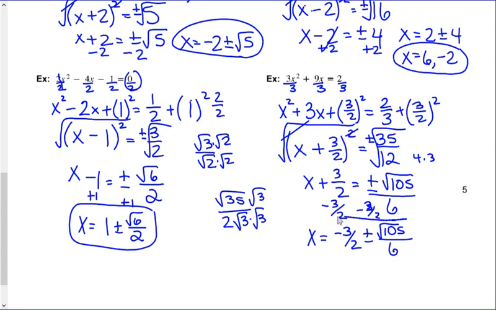So they're not really pretty all the time. Sometimes it does take a little bit to kind of get down, but make sure that you go step by step and then follow each one of these steps to get your answer with completing this square.